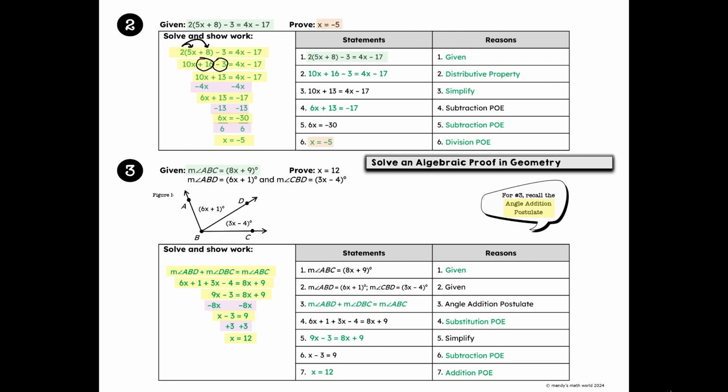So again, you've got what you're given. Those are the first things that you write down with given as your reason. This is what we know. What you're asked to prove is your last statement. All of your reasons, you're going to refer to that Algebraic Proofs reason bank. That's what you're doing, right? Those are your reasons, what you did to your equation to get the variable all by itself.